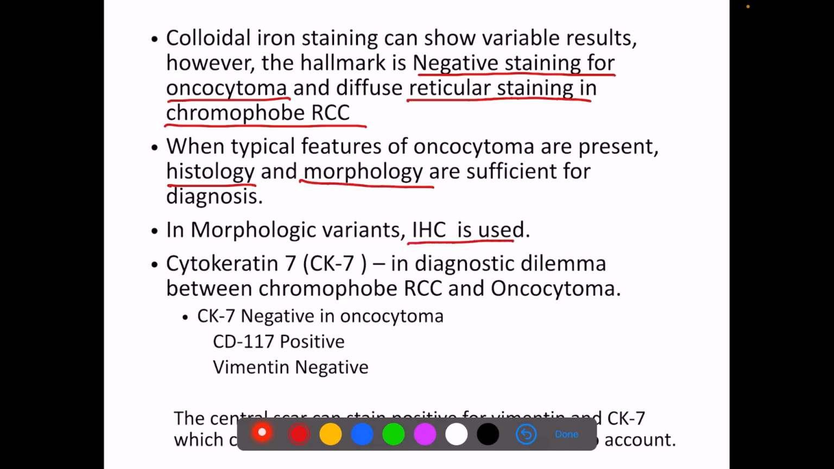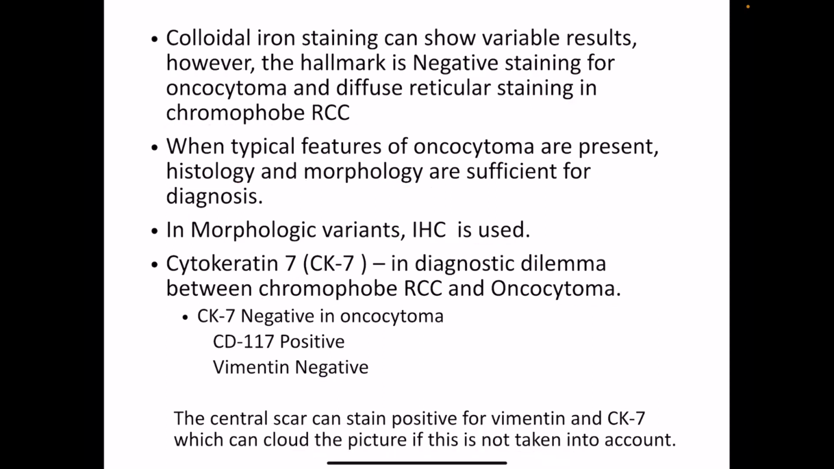immunohistochemistry markers. The most important is cytokeratin 7, used in cases of diagnostic dilemma between chromophobe RCC and oncocytoma. CK7 is negative in oncocytoma, CD117 is positive, and Vimentin is negative. However, when the biopsy is taken from the central scar, it can stain positive for Vimentin and CK7, which can cloud the picture if this is not taken into account.